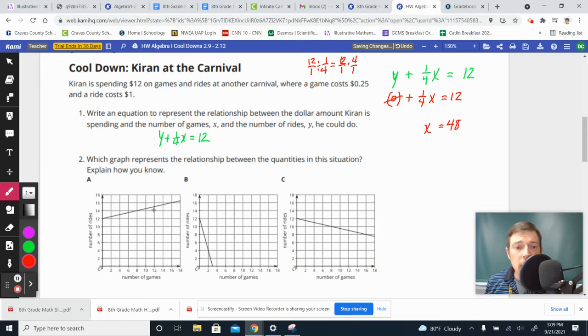So there should be a mark on here where x is 48. I do 48 games and I do no rides. So I'm looking for that somewhere on here. Definitely not that one. Could be this one. Doesn't look like that one's going to work, right? So I'm leaning towards C right now because that looks like that might continue down and cross the x-axis and give me 48. But to kind of prove it, I do see that it does cross the y-axis here.